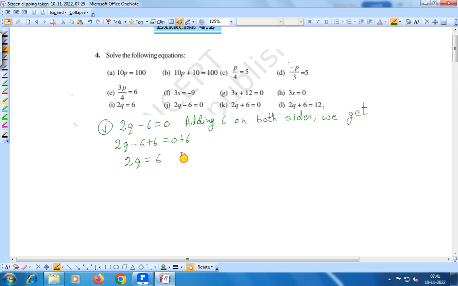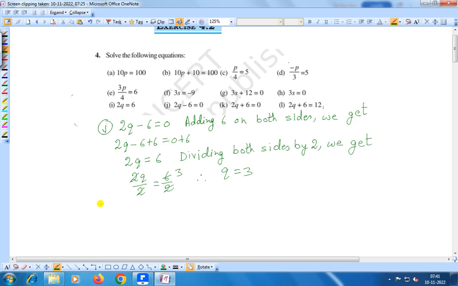Now dividing both sides by 2, we get 2q by 2 is equal to 6 by 2. These 2s will be cut, and 2 3s are 6. Therefore, q is equal to 3.